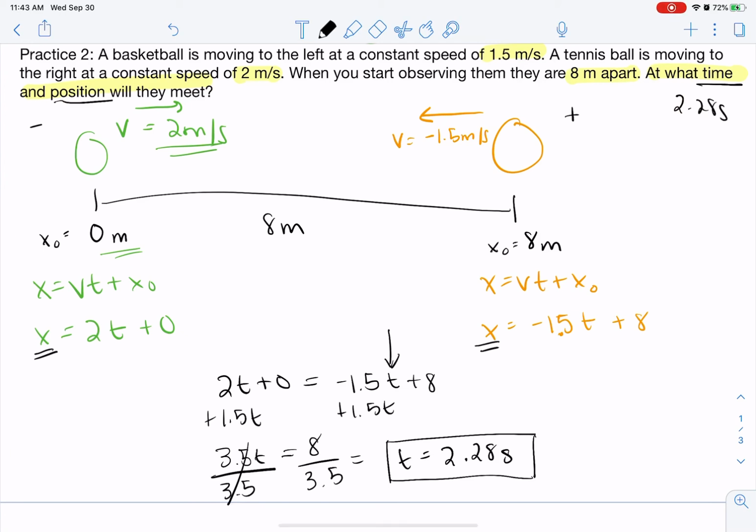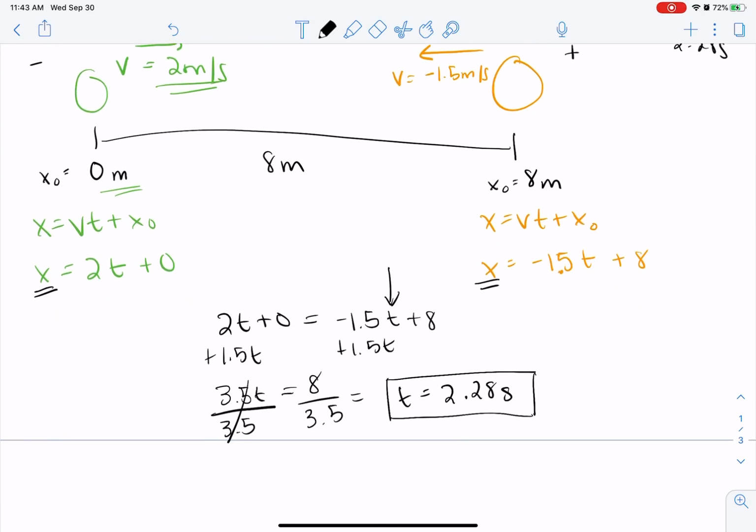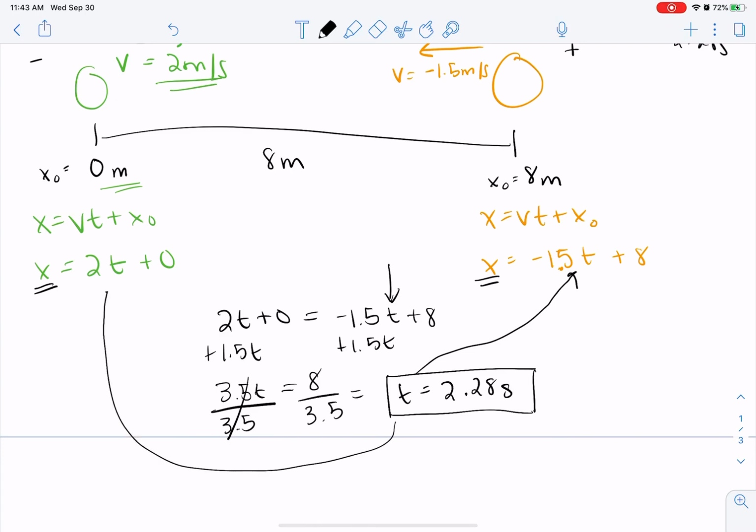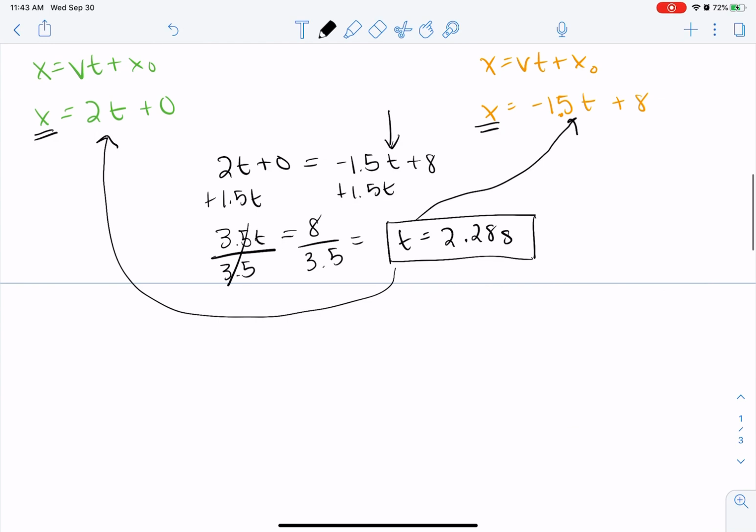But now we want to figure out the position. So to do that, we need to plug that time into either one of these equations that we wrote. So we can plug this time in here, or we could plug it in here. Both of them will give you the same answer. So let's do the one on the left.